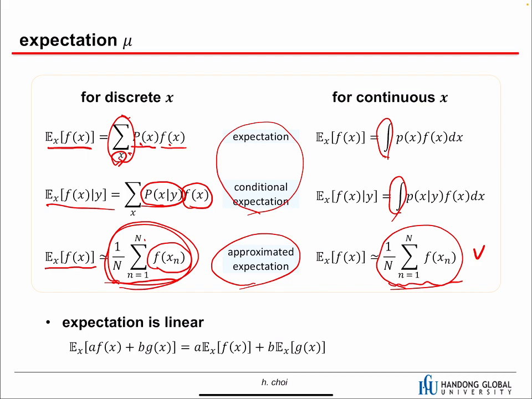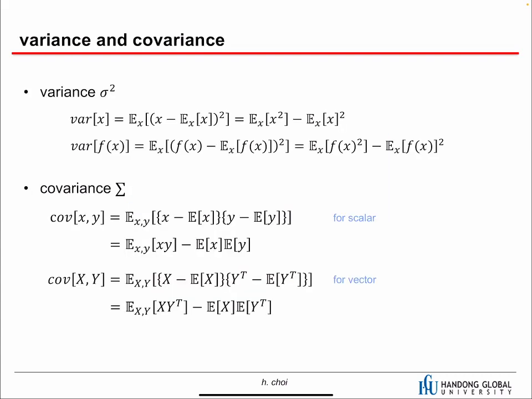And expectation is linear. Linear means if we multiply by some constant and add, then when we calculate the expectation, it can be rewritten in this way. So A is out of this expectation, B is out of this expectation, and the sum is here. And then we know how to calculate the expectation.